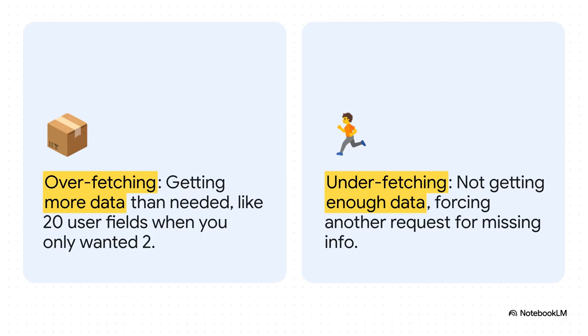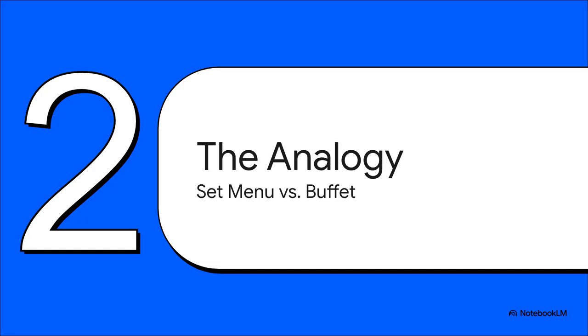And then you've got underfetching, which is the exact opposite problem. Your app gets a list of posts, but oops, the author's name isn't in there. So it has to make a whole new trip back to the server just to ask for that information for every single post. Okay, I know all this fetching and refetching can sound a bit technical, so let's use a super simple analogy that makes it all perfectly clear.